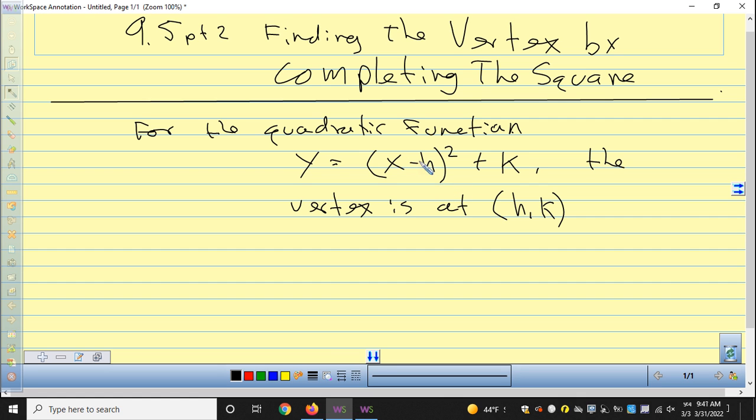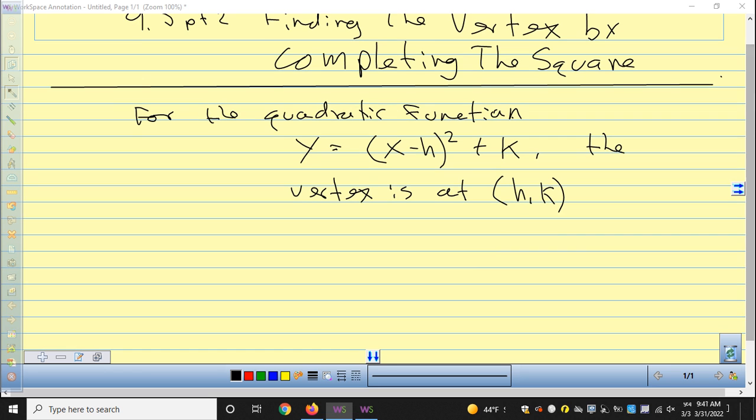Now notice when I go from the function to the coordinates, the x part changes sign. This is x minus h, and this is a plus h here. And the k, the y part, stays the same sign. So the x part, we change the sign. The y part stays the same. So we're going to complete the square so that we can write our quadratic function like this, so we can figure out what the vertex is.